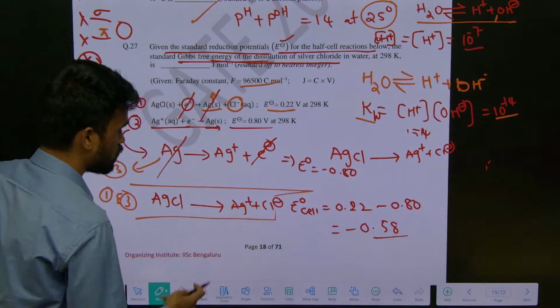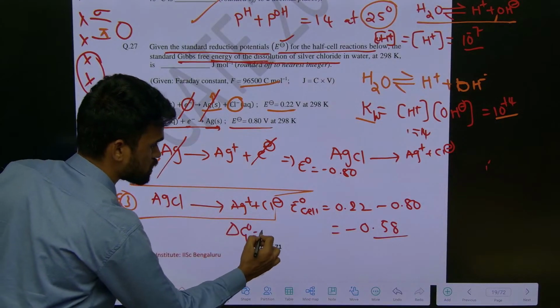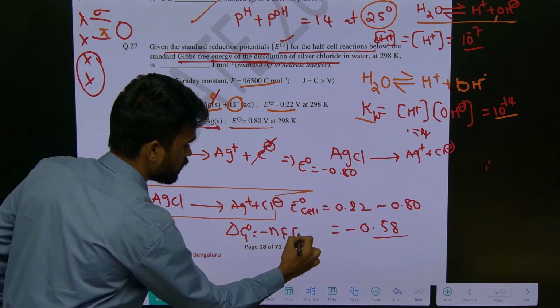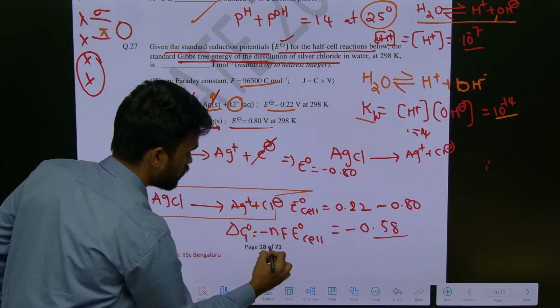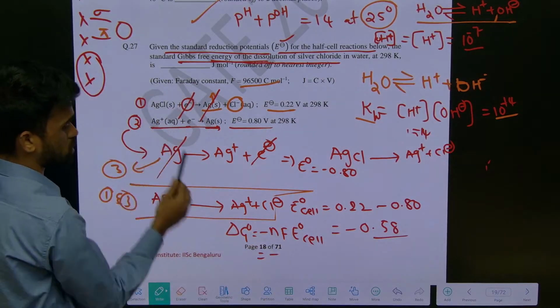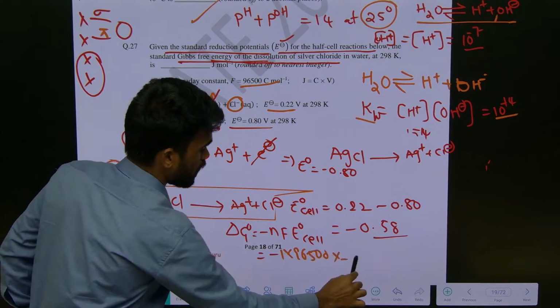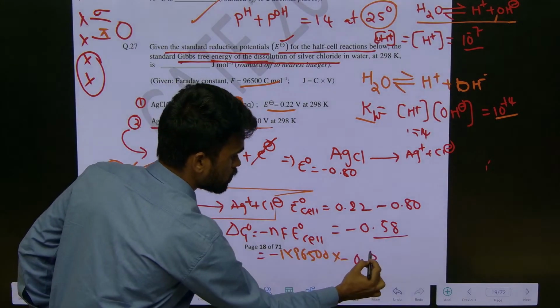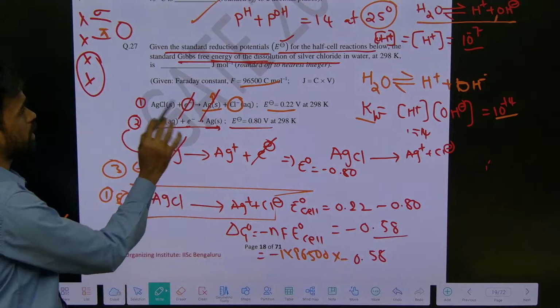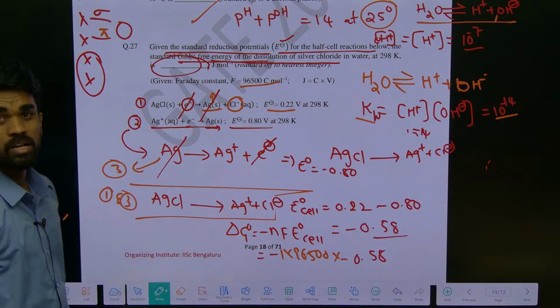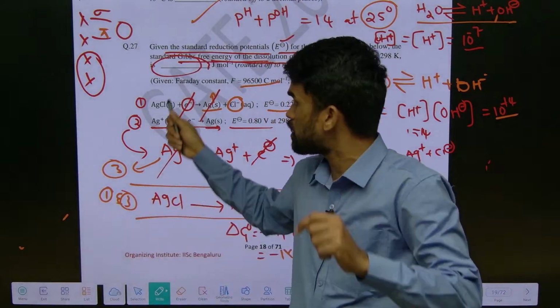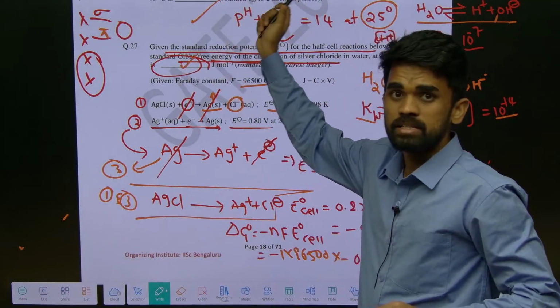The next thing I told you: delta G naught equals minus nF E naught cell. So what you need to do: the number of electrons participating in the reaction is 1, 96500 into minus of minus becomes plus. Just multiply, you will get some answer, and you just write it here. And those who are watching in the live session, please mention your answer for this in the chat box.